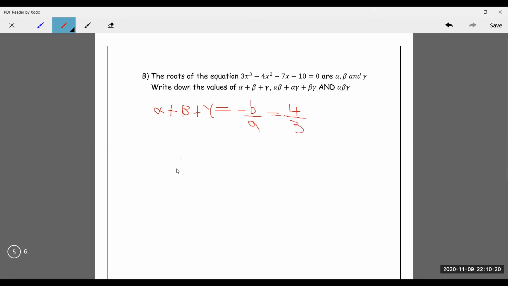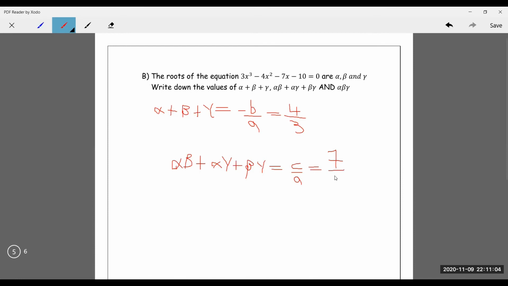The next part is asking us to write down the pairwise product by 2. I like to call it P2, which is alpha beta plus alpha gamma plus beta gamma. So now when we want to find this, it's going to be C over A. The only thing that we need to do to find C over A is, all right, C over A is just going to be 7 over 3. That's C over A.